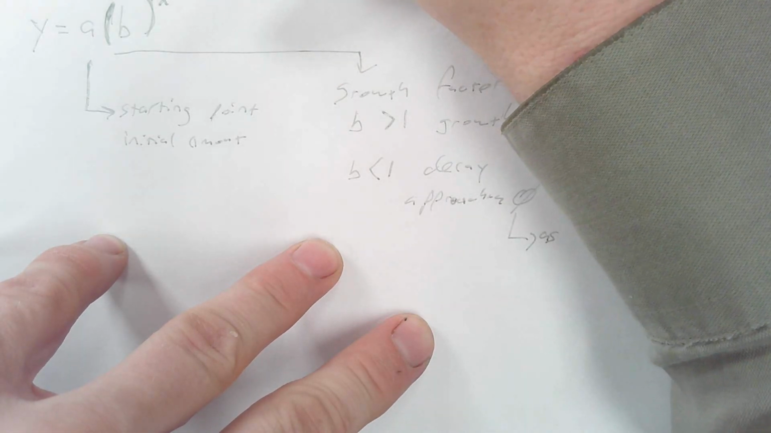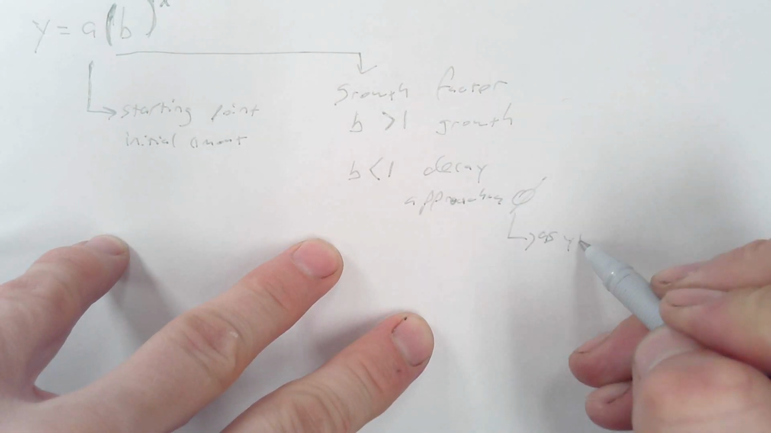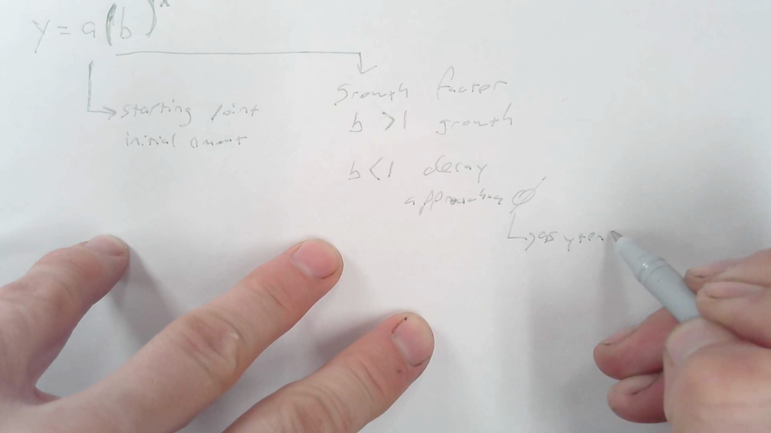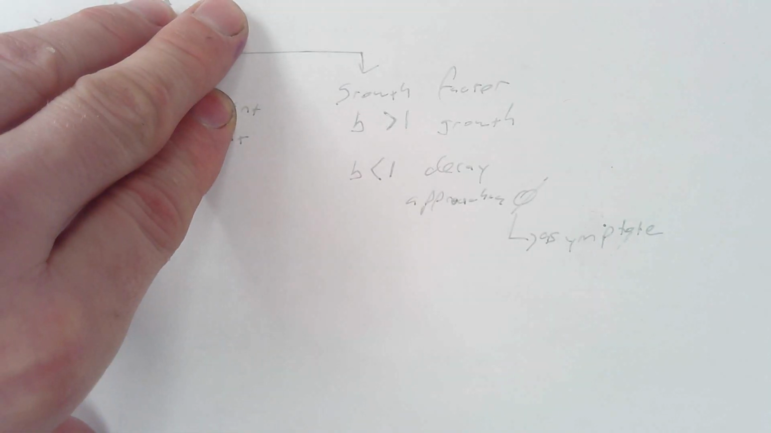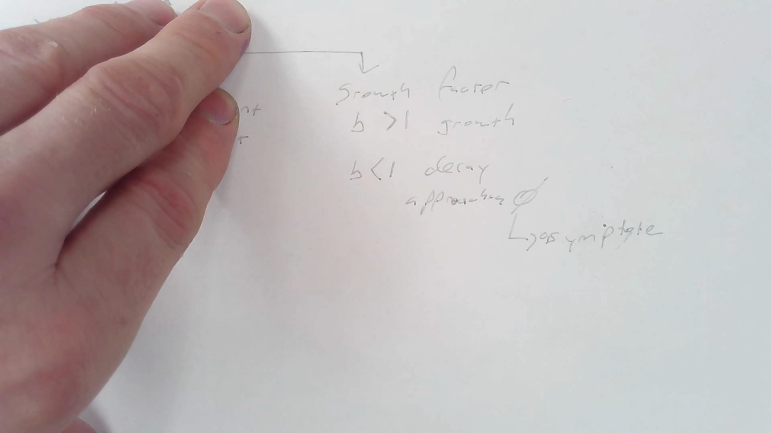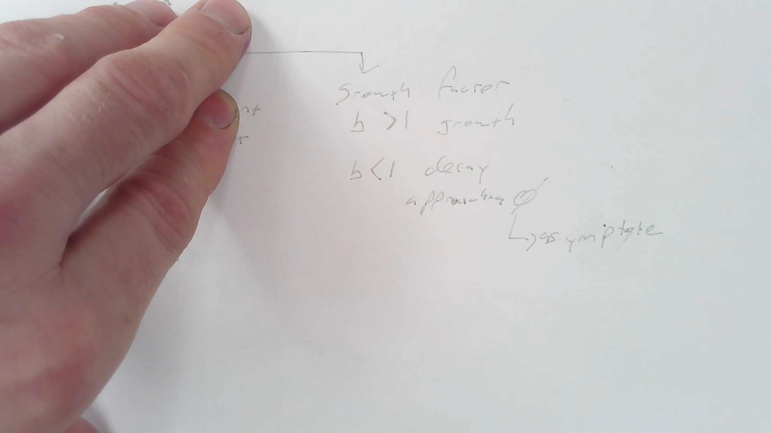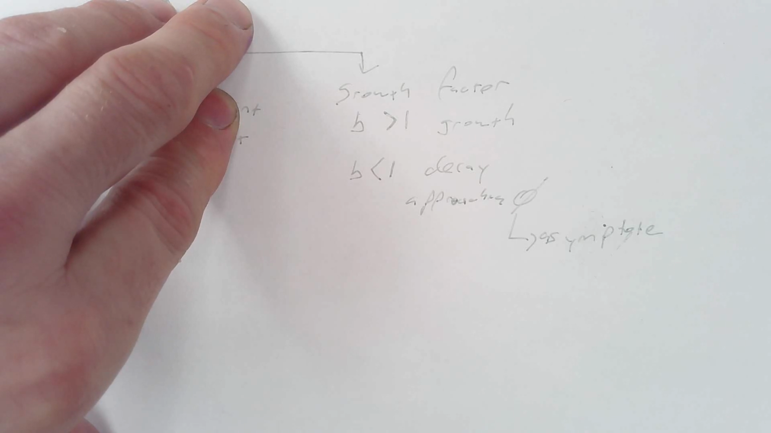Asymptote. That is asymptote. All right, so what is an asymptote? Well, an asymptote is a line that a value gets continuously closer to. It's going to get infinitely closer to this, but it'll never actually reach it.